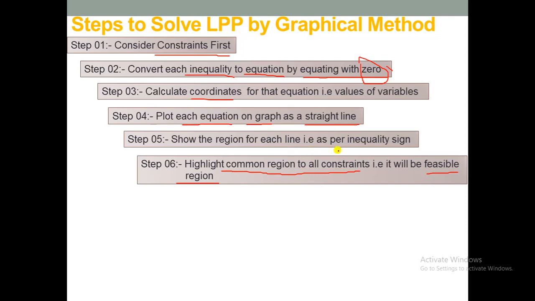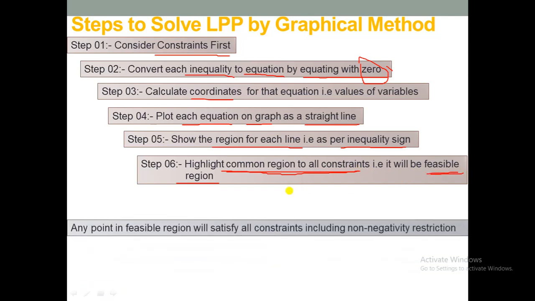Now in step number 4 we have seen that we have plotted each equation as a straight line on a graph, and we have got the region for each line as per the inequality sign, and respectively as per that particular inequality sign we will get different types of region. But by considering all the constraints, we are going to get one common region which will satisfy all the constraints, and that common region is called the feasible region.